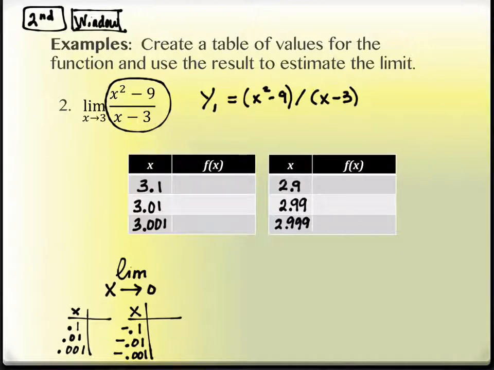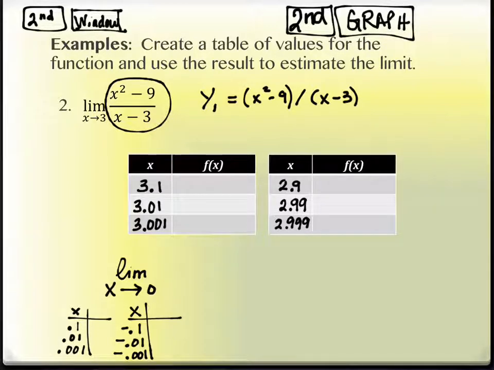And then you're going to use your calculator and you're going to actually plug in those values. So for our problem, it's the 3.1 and so forth. So if you hit second graph, that will put you in your table. And you can enter the values, 3.1, 3.01, 3.001, and then 2.9, 2.99, and 2.999.